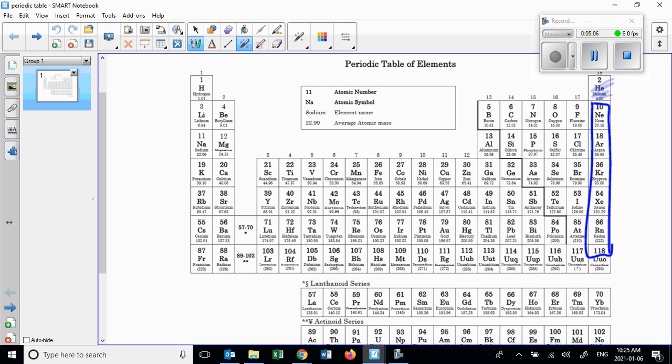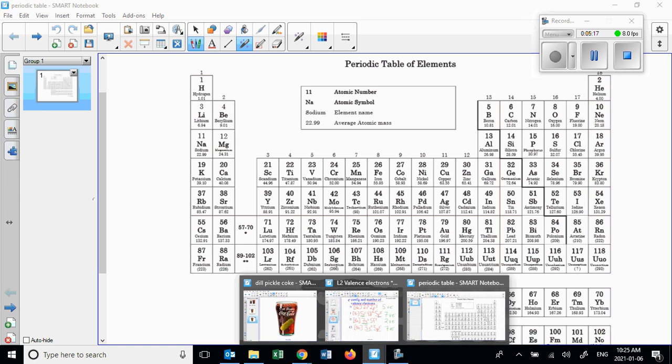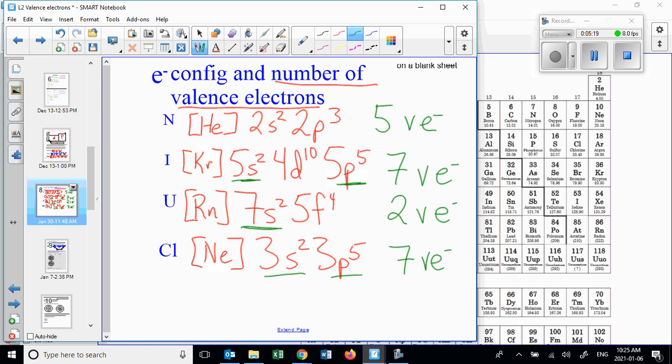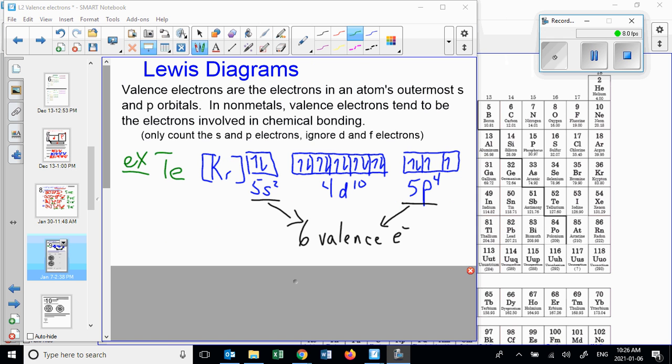So whatever the column number is, take off the 10, and you've got the number of valence electrons. That's just a memory game, and that actually is the quickest way to do it. But you've got to understand where it comes from. And it's this s and p up here, okay? I'll pause for a second.